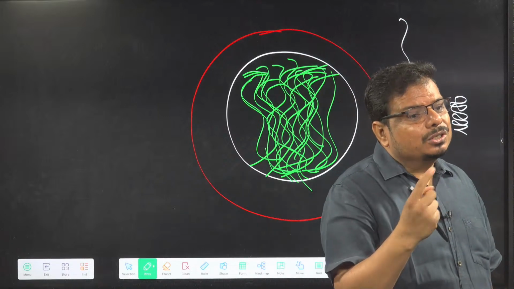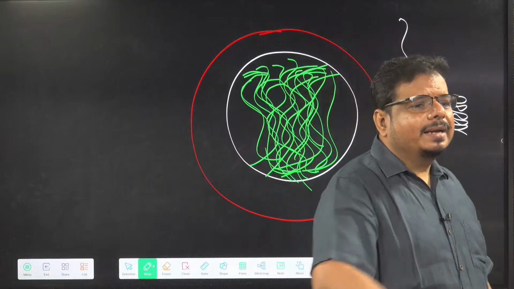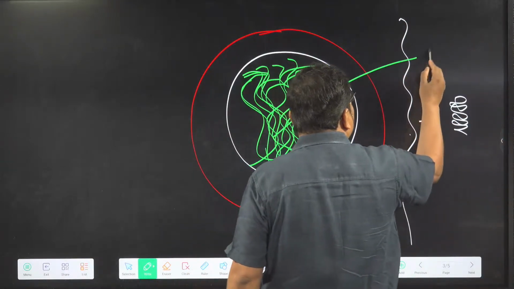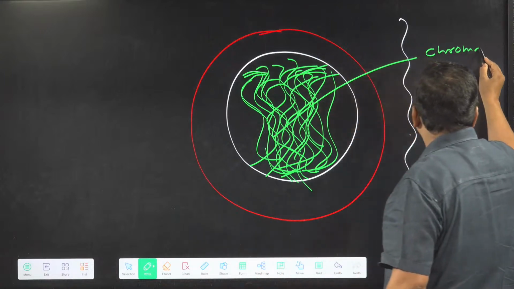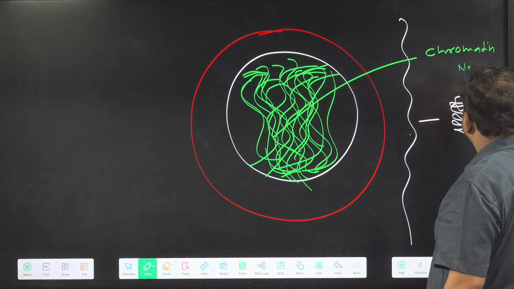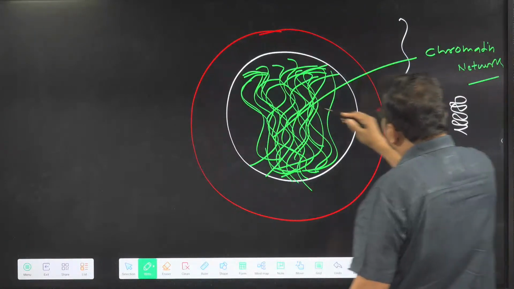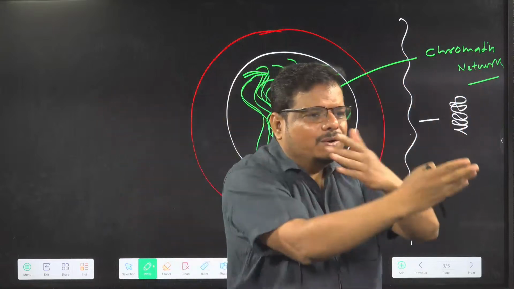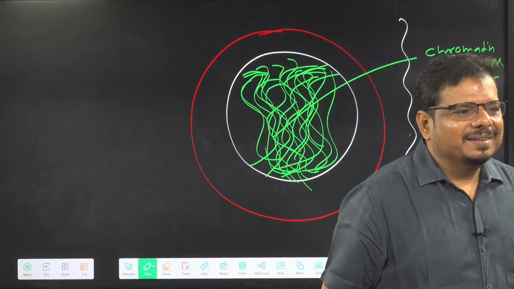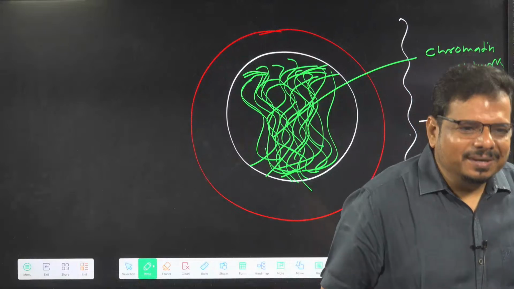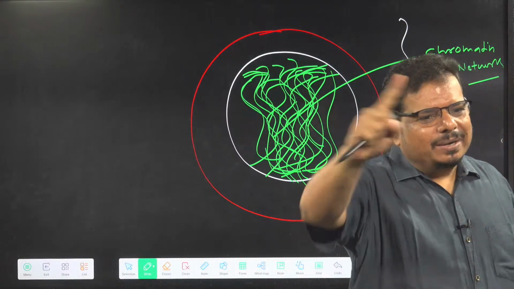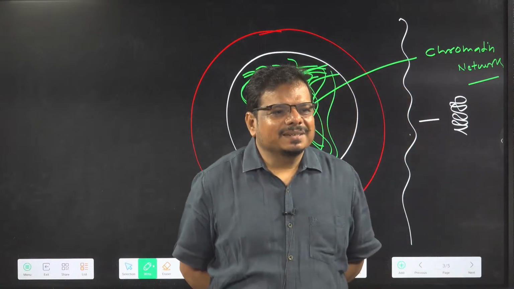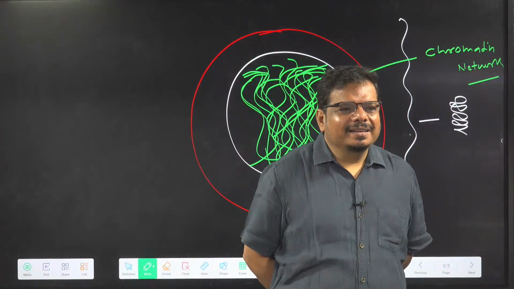Now I am asking a question. How many networks of chromatin are there? This structure is called the chromatin network. So the network is one, na? The network is one. But in the network, how many chromatin are involved? 46. Because later on it converts into how many chromosomes? 46. Did the picture come or not? Did the understanding come or not?